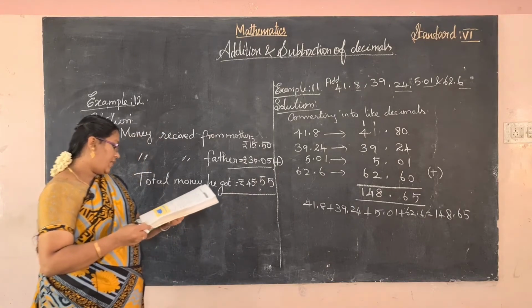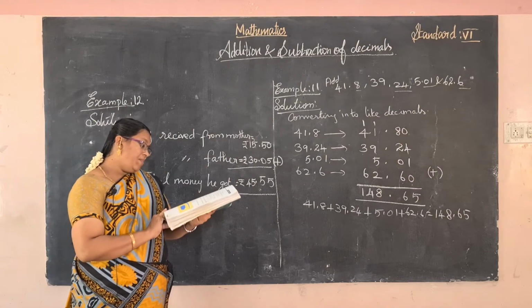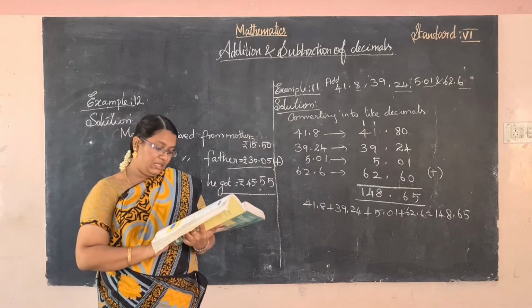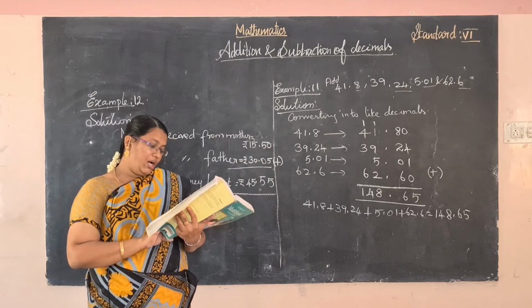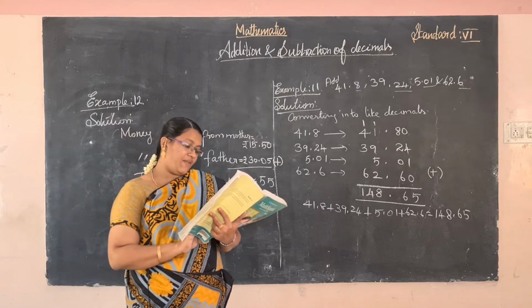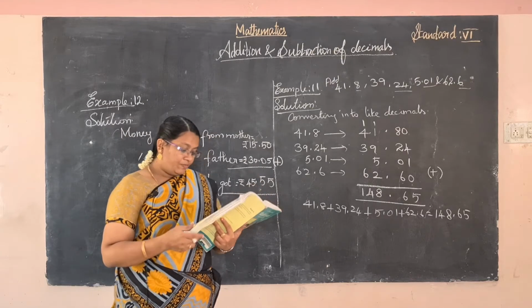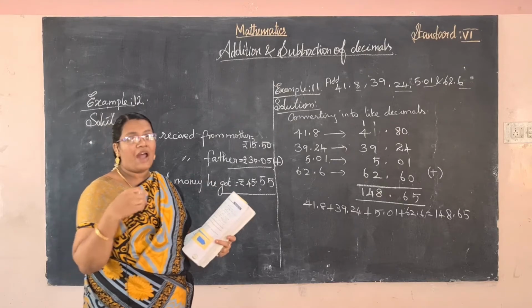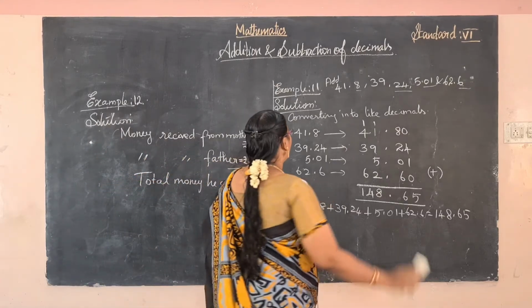And see the next one, example 13. The sum of two numbers is 100. Sum of two numbers is 100, if one of them is 78.67, find the other. So the total value of two numbers is given, and one number is given. So we have to find out the other number.